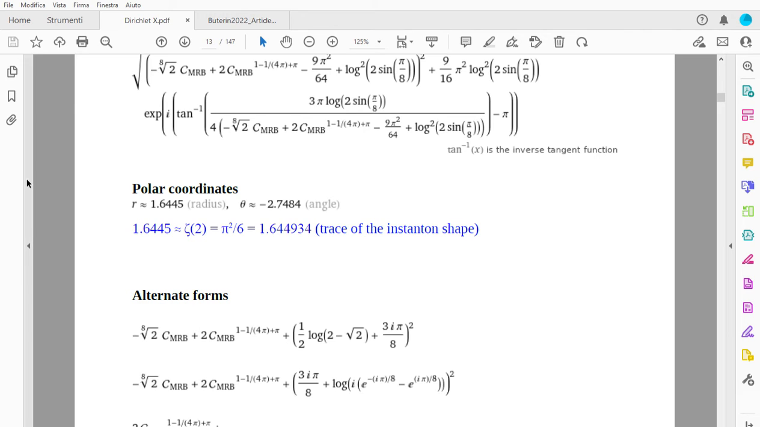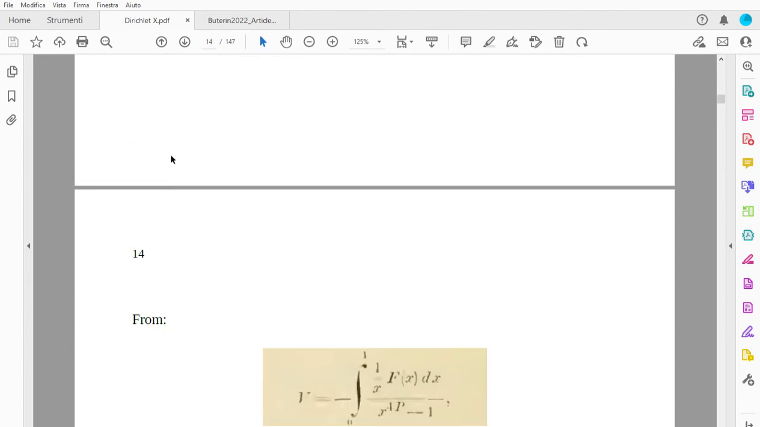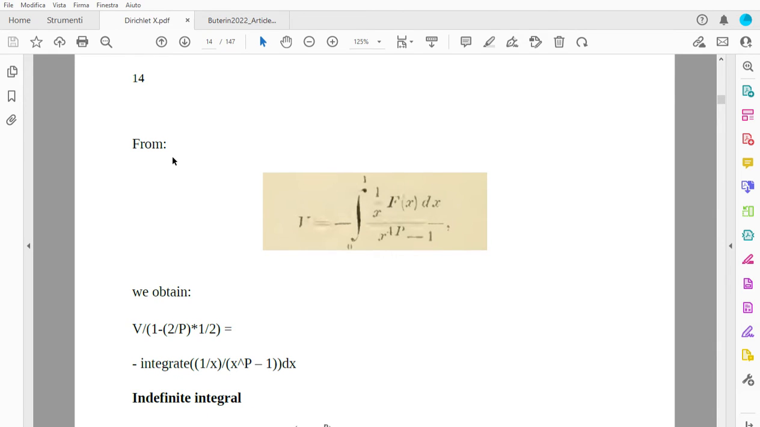Okay. And zeta 2, that is pi squared divided by 6, is a recurring number. Is a recurring number. Now, again alternate forms, expanded form, and so.